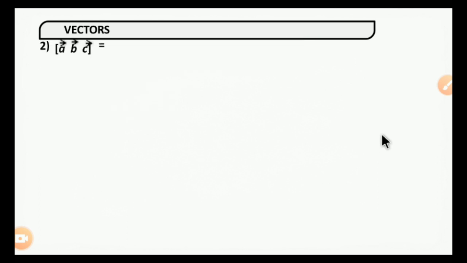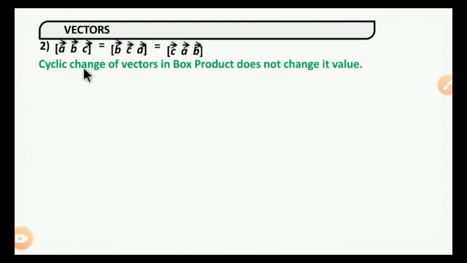Then the second property: the box product of ABC is equal to BCA, which is again equal to the box product of CAB. What does it mean? A cyclic change of vectors in the box product does not change its value. It means we can change the places in cyclic order, that is, a cyclic change of vectors. See here, ABC, or else we can take it as BCA, or else we can take it as CAB. All are equal box products.